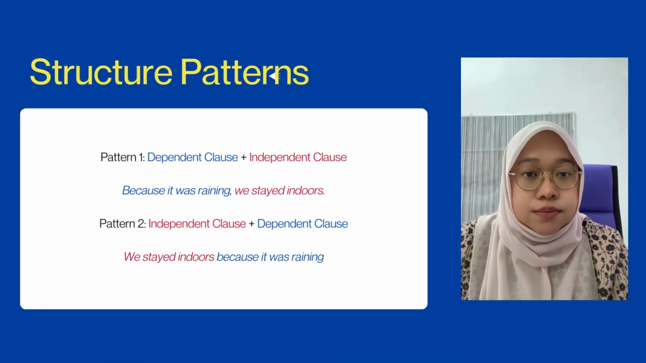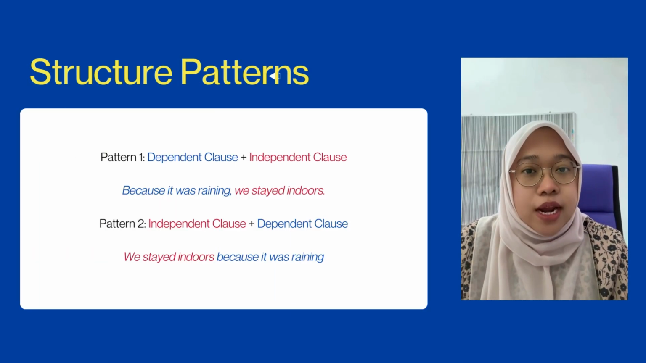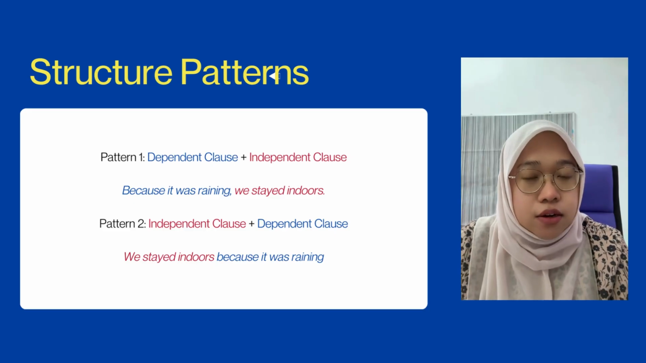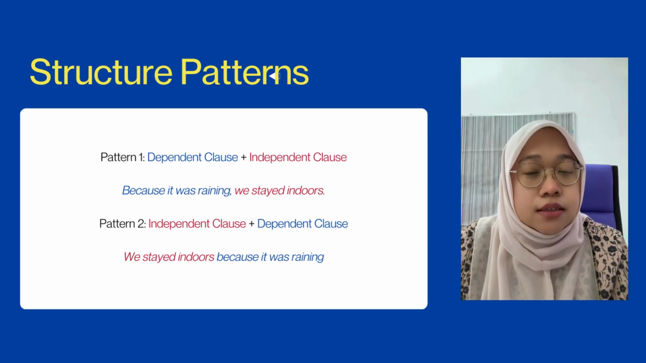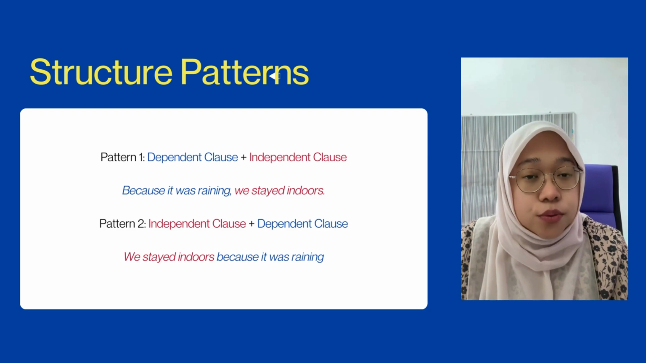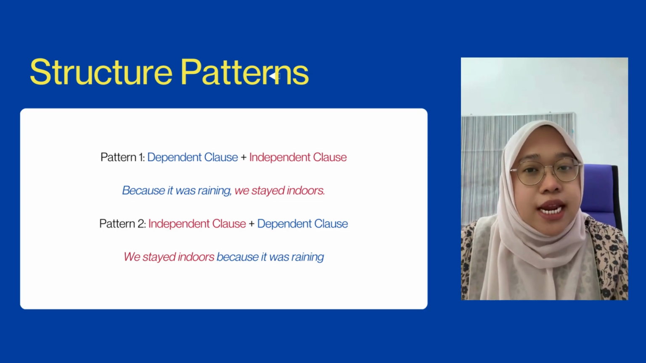For example, because it was raining, we stayed indoors. We stayed indoors is the independent clause, highlighted in maroon color. It makes sense on its own. Because it was raining, highlighted in blue, is the dependent clause. It needs the other part to make sense.